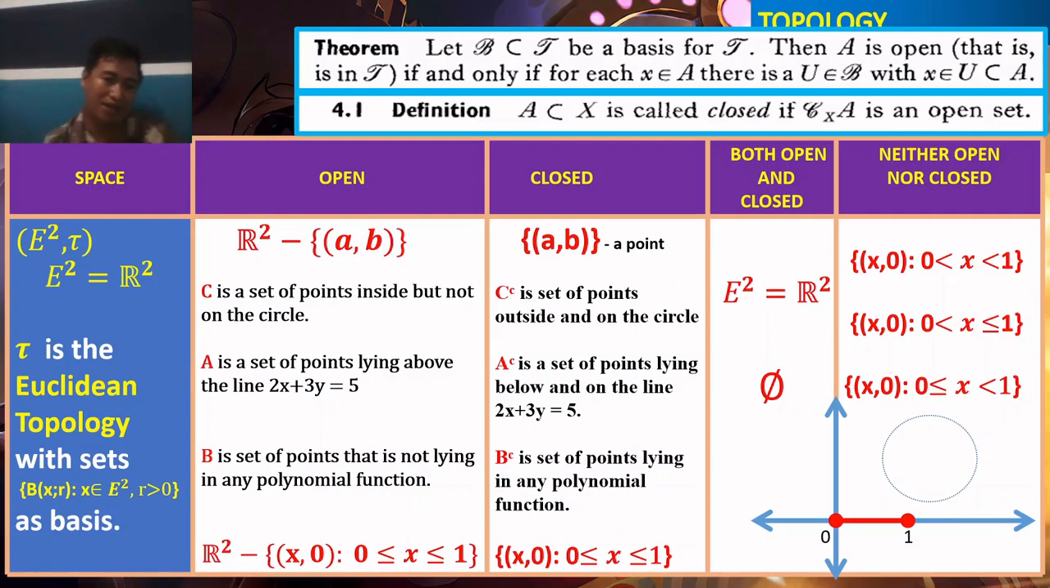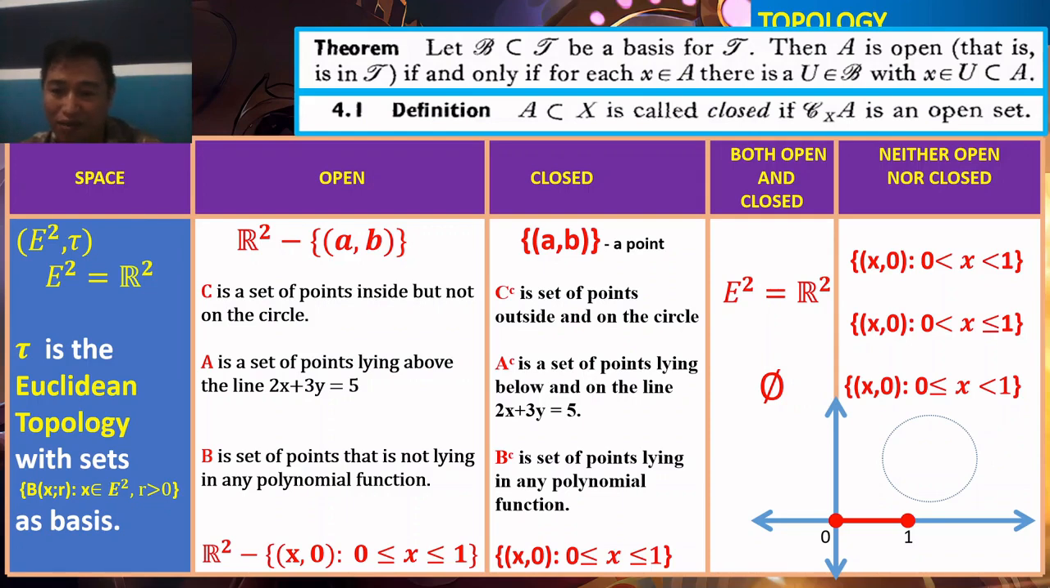Okay, now next, letter C example: the set of points inside but not on the circle. Imagine the circle in the drawing earlier. The set of points inside the circle but not on the circle, so the points on the circle itself are not included. For every point there, even if it is very close to the circle, we can still create an open circle, right?